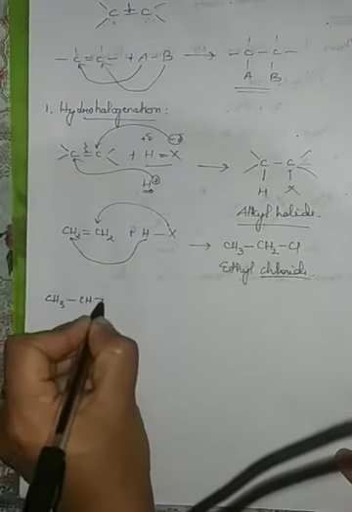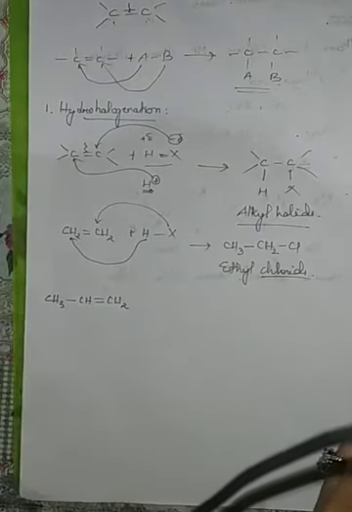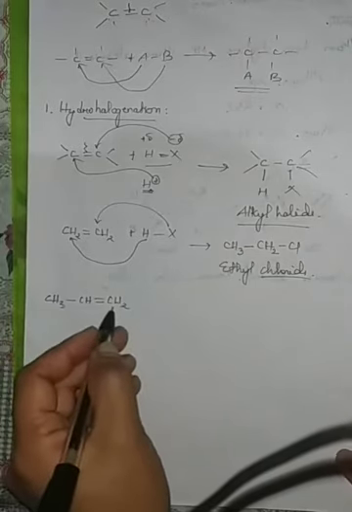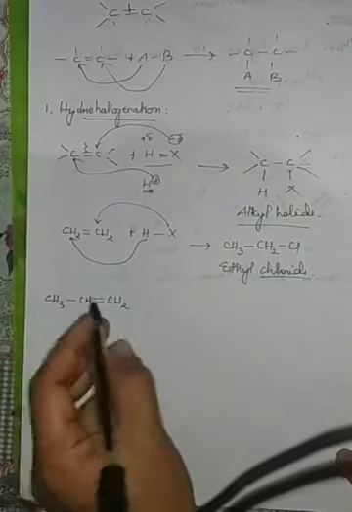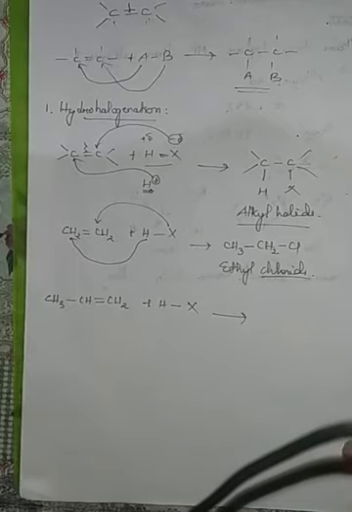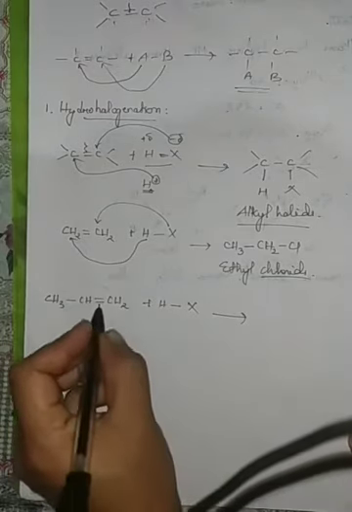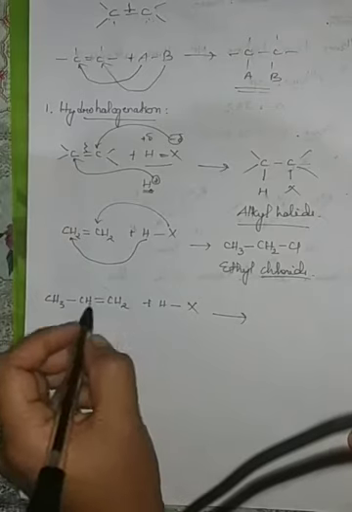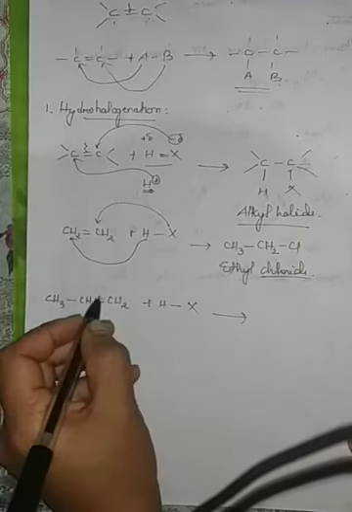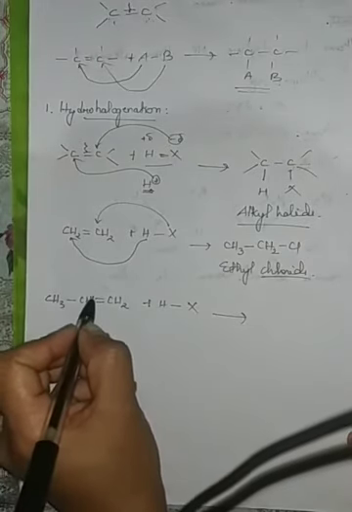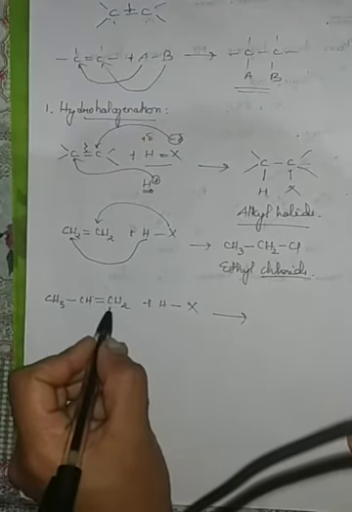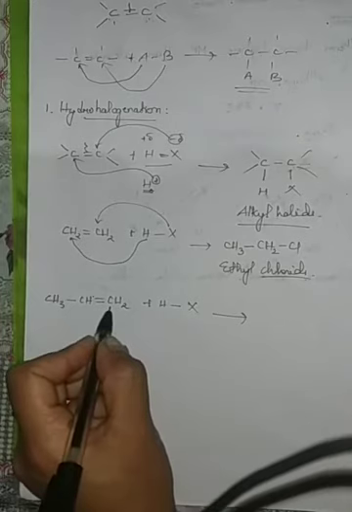CH3 CH double bond CH2. Now, this is an unsymmetrical alkene because the number of carbon atoms on the opposite sides is different. Now, when a hydrogen halide attacks here, in the first case, since one bond should break, if our hydrogen halide attacks in such a way that it attacks this carbon atom, what would be the case here?